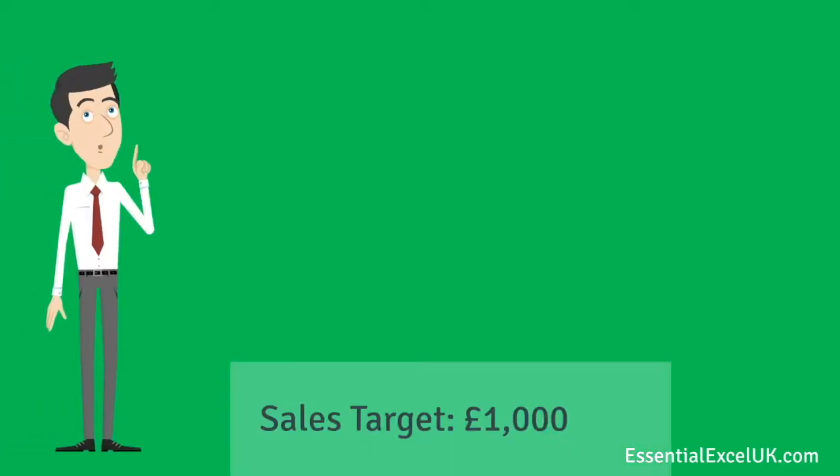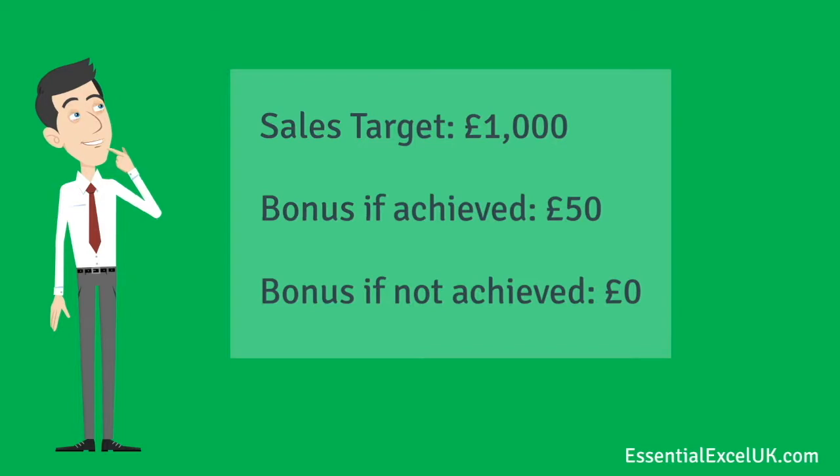We've got this guy on the screen, let's call him Tim. Tim has some information there around his sales target. We can see at the top he's got a sales target of £1,000. Bonus if achieved: if he sells more than his target of £1,000, he will receive a £50 bonus. And lastly, if he doesn't achieve that sales target, then he doesn't receive any bonus, so £0.